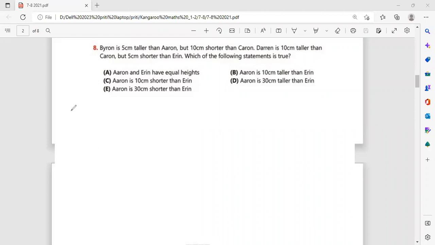Now let's read question number 8. Brian is 5 centimeters taller than Aaron, but 10 centimeters shorter than Karen. Darren is 10 centimeters taller than Karen, but 5 centimeters shorter than Aaron. Which of the following statements is true?